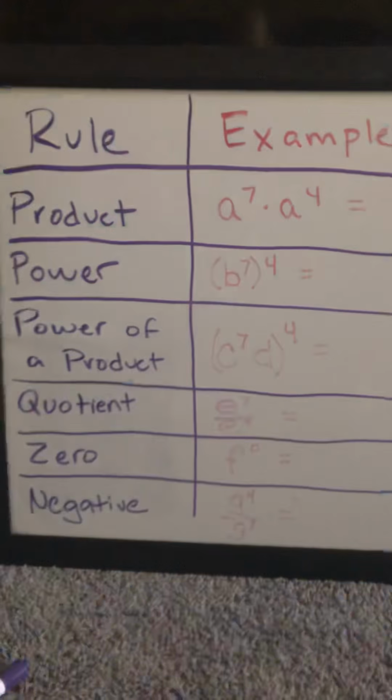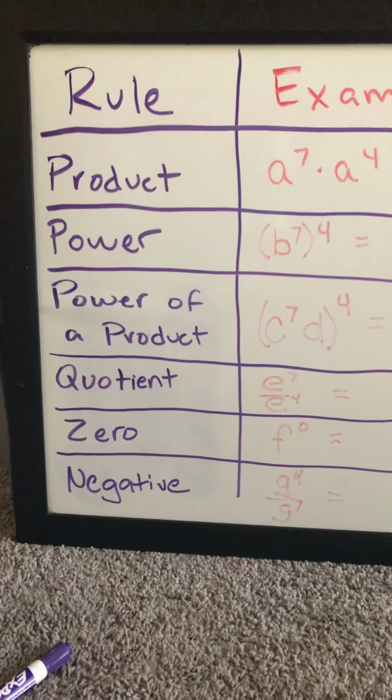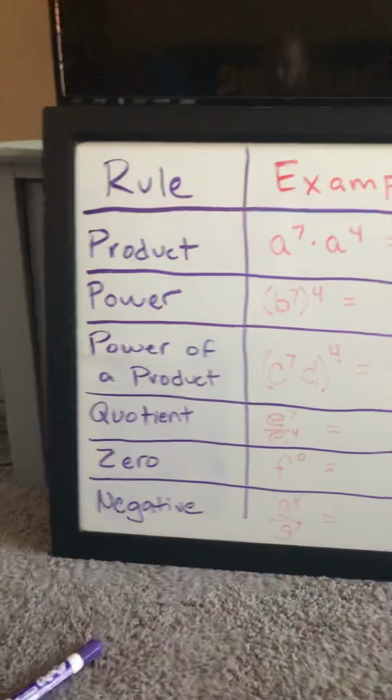For the first part of the project, we're going to review the 6 exponent rules that we've gone over this year. The exponent rules are the product rule, the power rule, the power of a product rule, the quotient rule, the zero rule, and the negative rule. First one is the product rule.